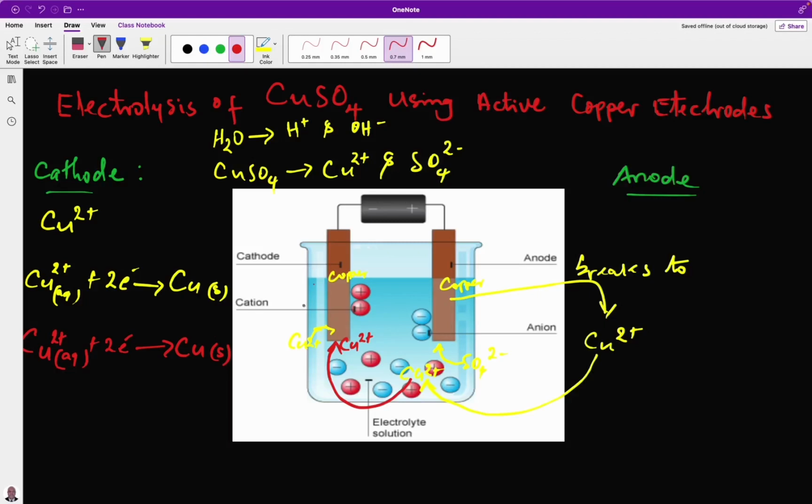Learners, be reminded that this process is usually used in electroplating and in copper refining. A recap.